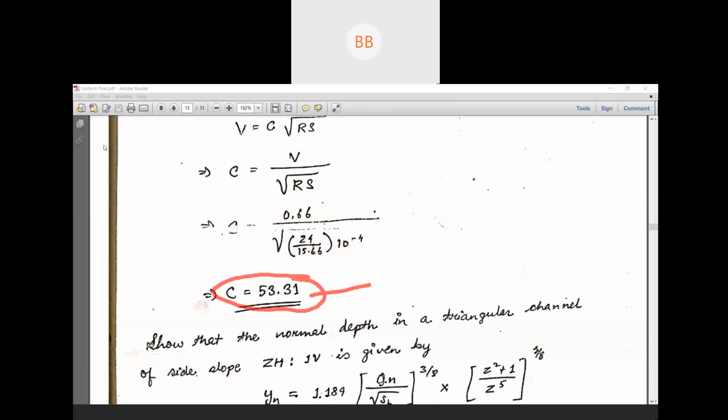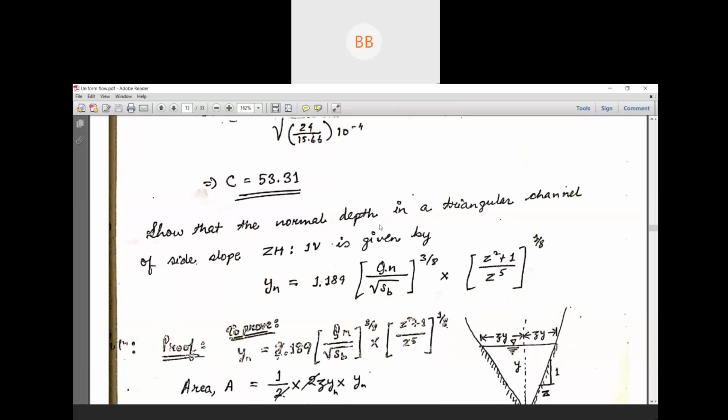Then we move on to the next numerical. You kindly write down the numericals. Write down the questions. This is the question.